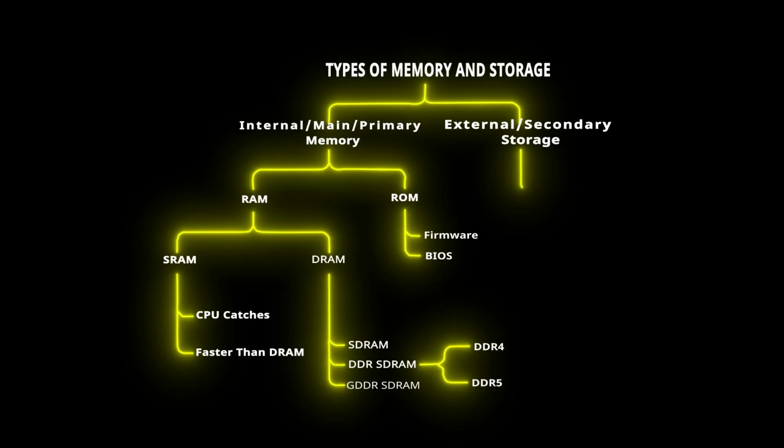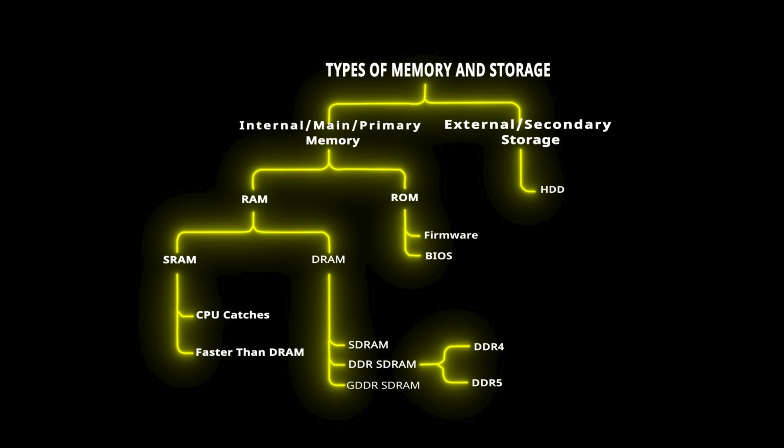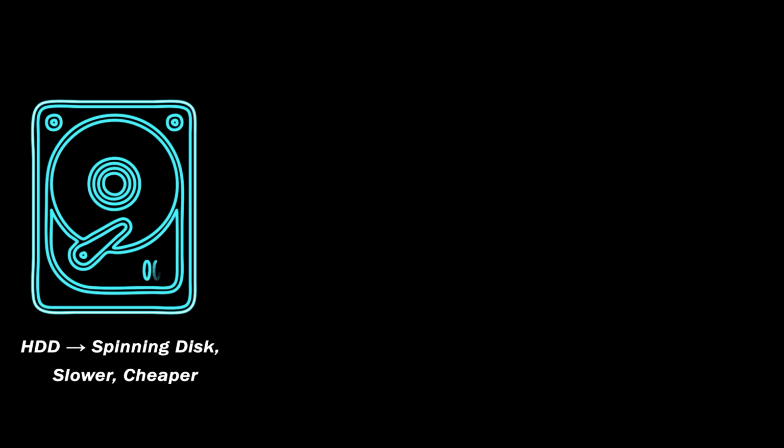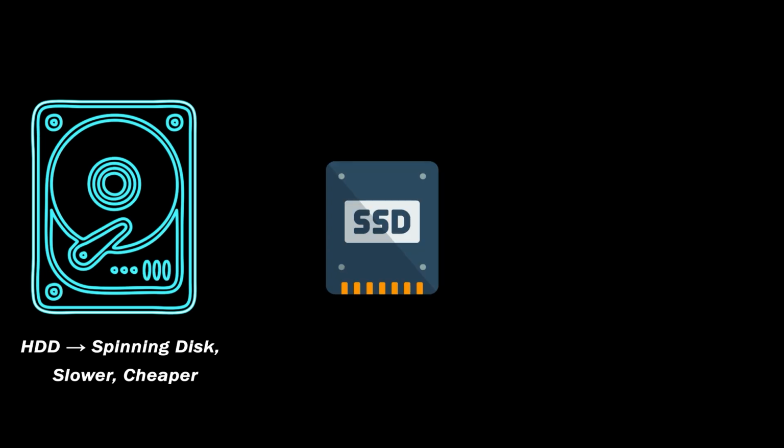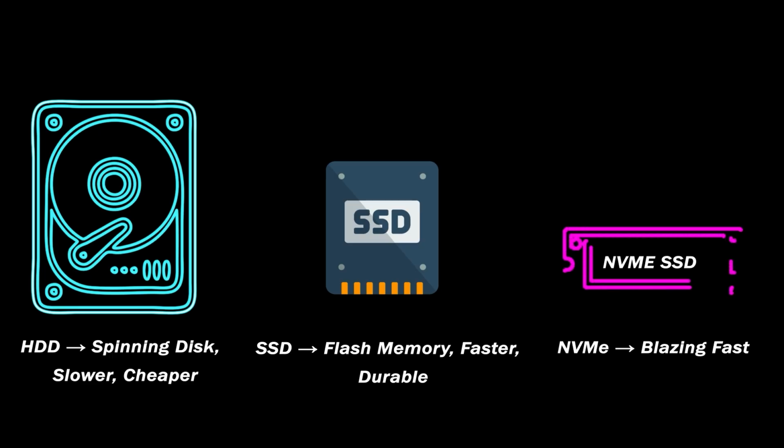Now let's move to secondary storage, where your files live. Two common types of secondary storage are HDD, which means hard disk drive, a classic spinning disk, large in storage, budget friendly. SSD, solid state drive, faster, more durable but more expensive. And then there's NVMe SSD, which connects directly to your CPU for blazing fast speeds.